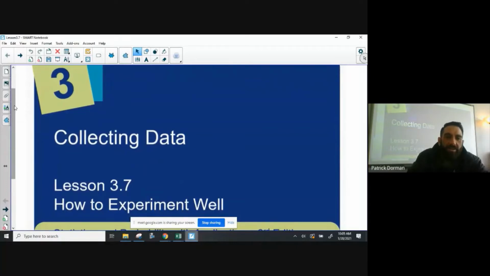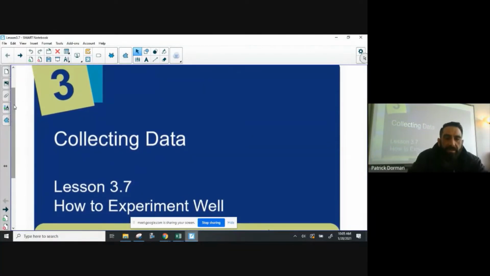Talk about how to experiment well. So we're going to apply a lot of things that we've already been talking about to designing an experiment, right? Before, we were looking at how to perform an observational study well and doing random assignment and things like that. We're going to do kind of the same thing, but now we're going to apply those concepts to experiments.